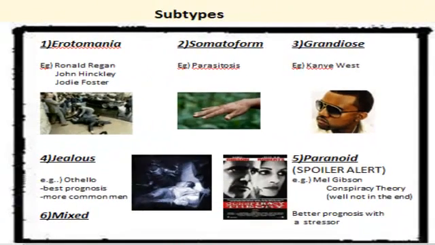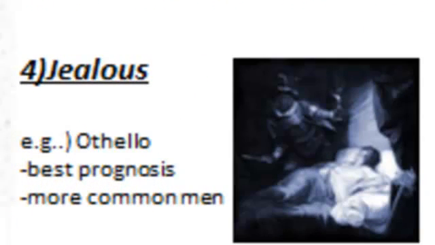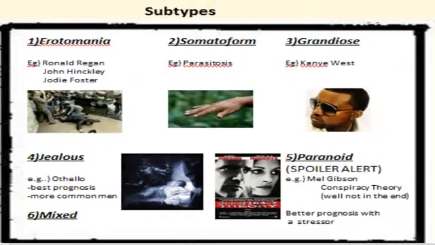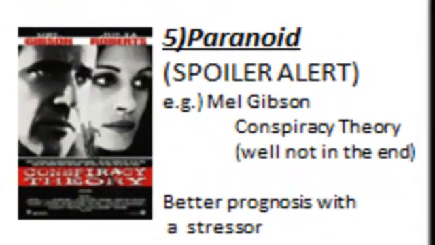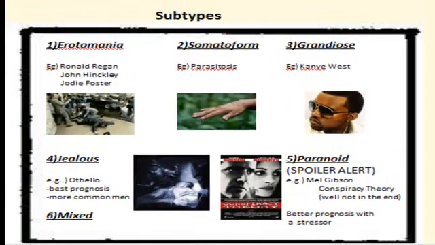A jealous type, for example, Othello. He had a little bit of help from Iago, but he was pretty delusionally jealous about Desdemona. Neatly, jealous type has the best prognosis and is more common in men. Now, paranoid type. An example would be the conspiracy theory with Mel Gibson. In the end, spoiler alert, he was not delusional. But if the government wasn't after him, then he would have been delusional, and he's a good example. It has a better prognosis if it started with a stressor. Finally, we have mixed type, which can be one or more of these subtypes together. So there you go.